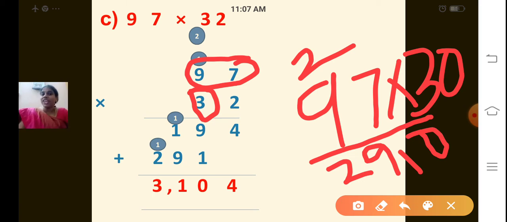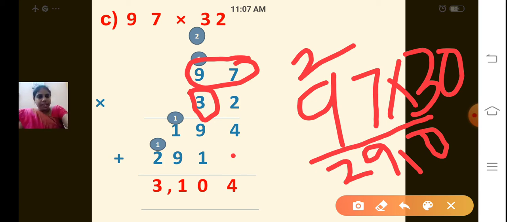So where should I write it? Leave the ones place, because this is the tens place, right? So leave this place and write 291. 1 in the tens place, 9 in the hundreds place, 2 in the thousands place, because this is the tens place, right? So now 97 we have multiplied by 3 tens, right?